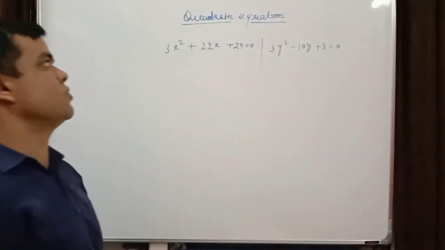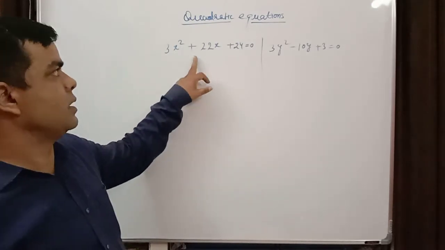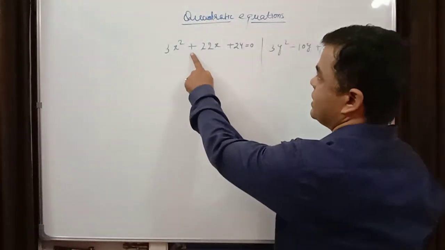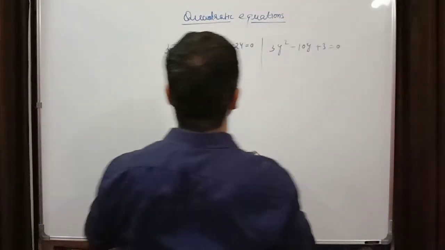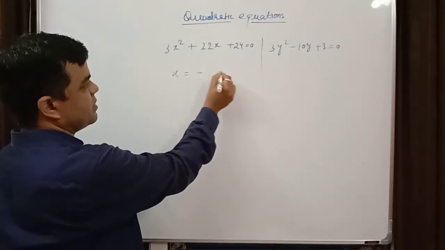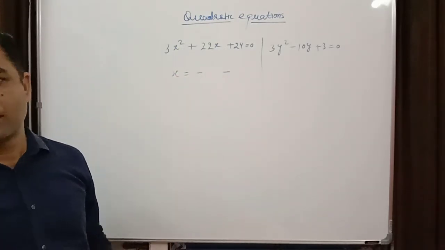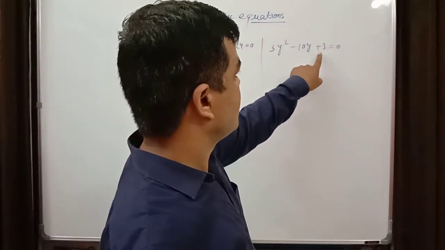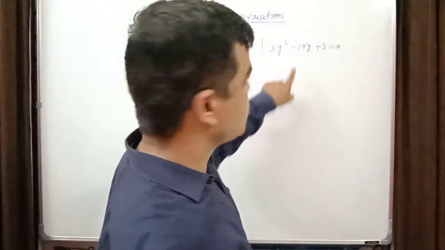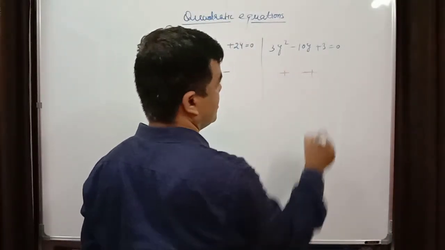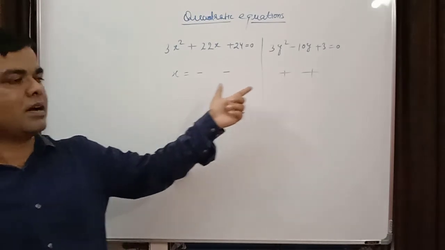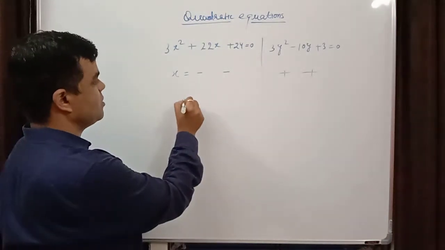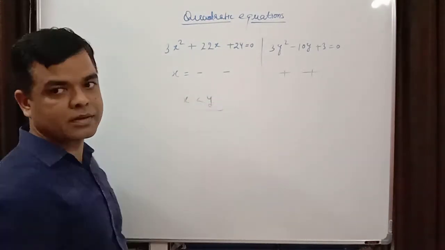Now observe this equation carefully. Here plus sign is there, here plus sign is there. It means both the roots of x will be negative. Here plus sign is there, here minus, so both the roots will be positive. So a negative value will always be lesser than a positive value. So without solving you can tell x is less than y.